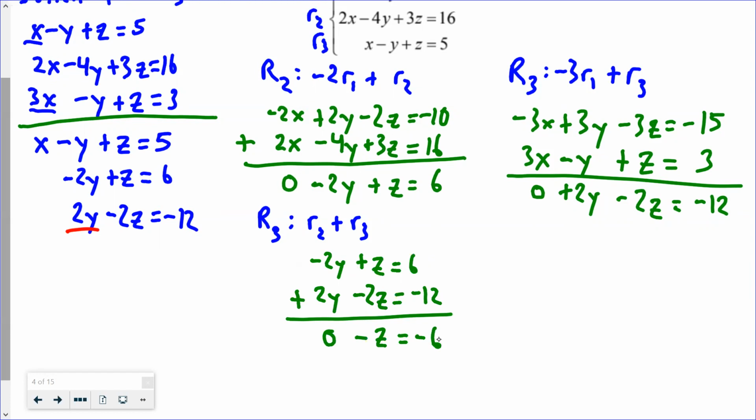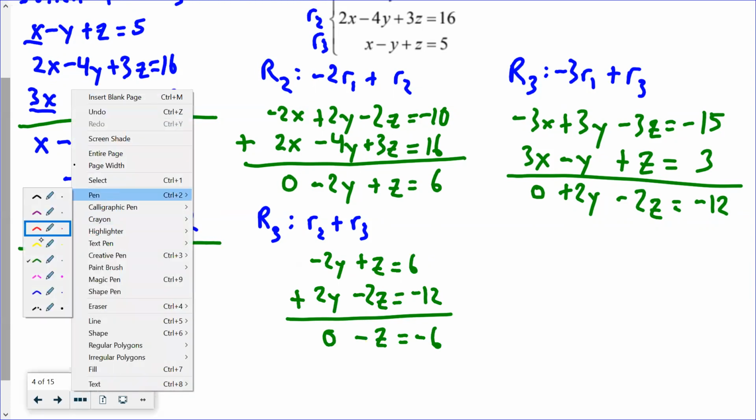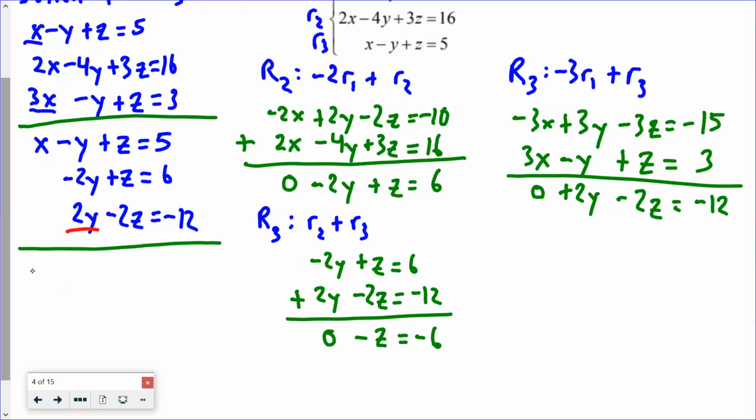So I'm going to rewrite this whole thing out. I'm separating these systems of equations so we don't get confused, okay? We didn't change anything in the first 2 rows here.